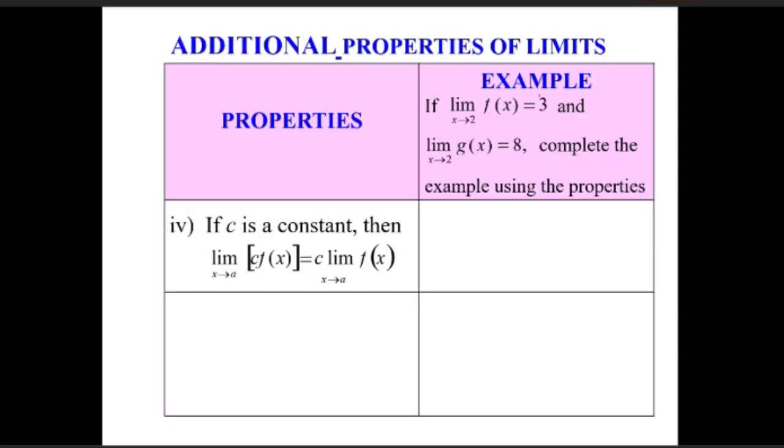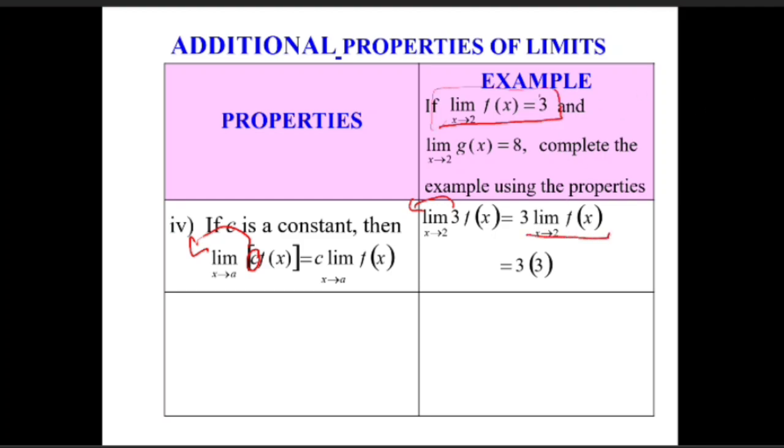So from example 2, we have seen this additional property of limits, which is if we have a constant c, we can take it out. For example, 3 times function f, you can bring that constant 3 to the front of the lim. Since the value of the limit of f(x) is equal to 3, we can simply substitute this value as 3.